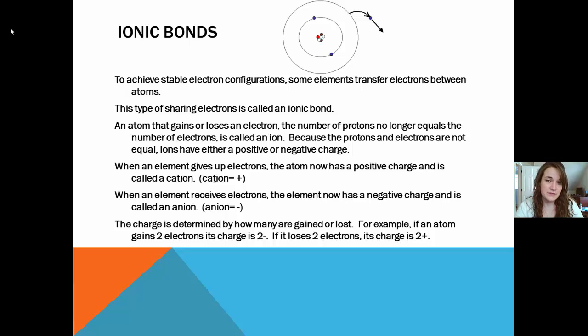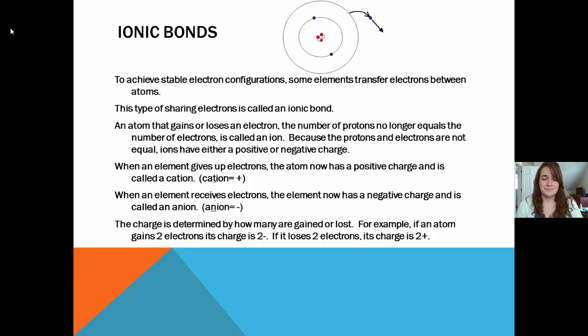When there's a positive or negative charge, we call it an ion. If the element gives up electrons, it now has a positive charge because there are more protons, more positive charges, and we call that a cation. The way you can remember is that the t looks like a plus sign. Cation, positive. When an element receives electrons, it's going to have a negative charge because it has more negatives, and we call that an anion. The way you can remember that is anion stands for a negative ion. So that n gives you the hint that it's negative.